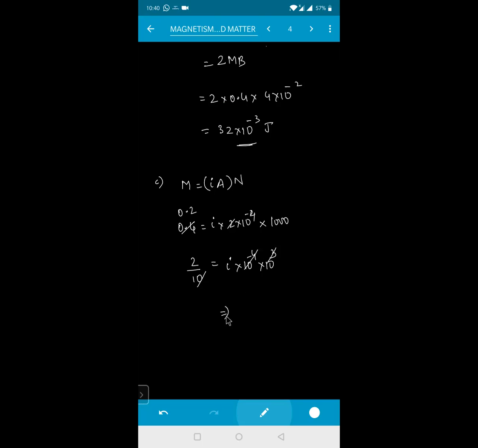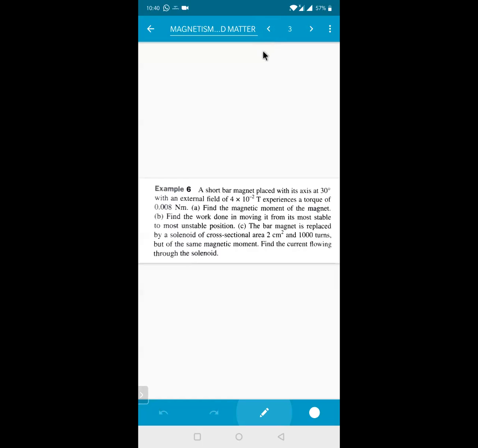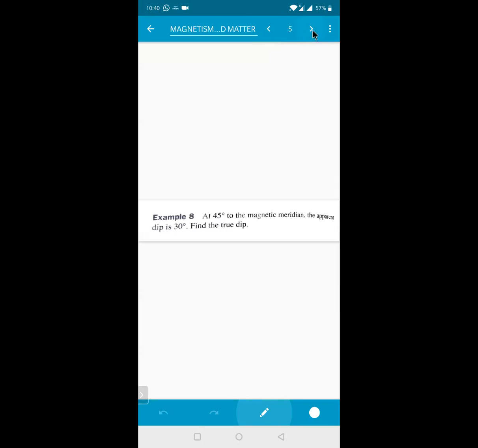So the current will become how much for me? I is equal to 2 amperes. Got it? Simple calculations. Clear? These two questions are very good questions, better for learning how to calculate the work done. So the problems are being done very neatly, basically. Okay? Next one.